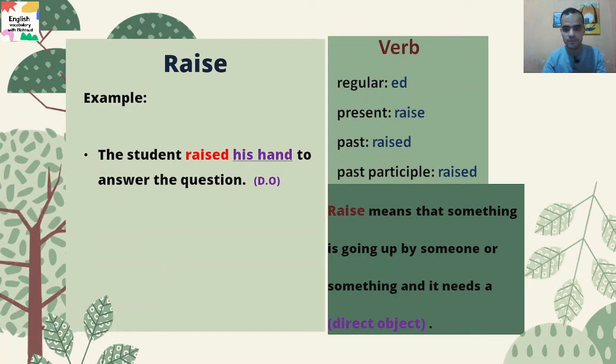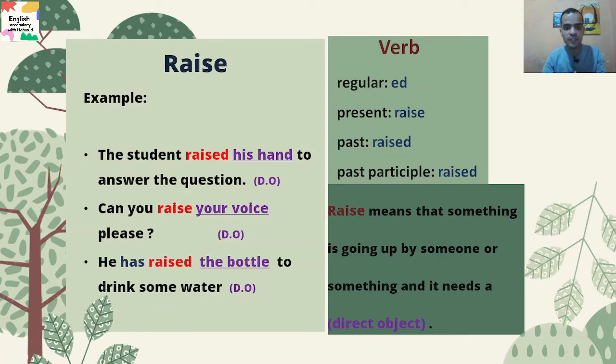The second, can you raise your voice please? Again, we're talking about someone who takes the action to raise something. Here, raise your voice. Someone raises his voice by his own power. So if we say, can you rise your voice please, it will be wrong, grammatically speaking.